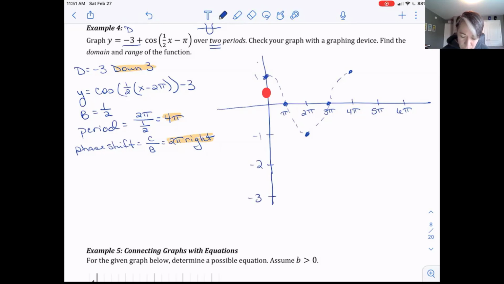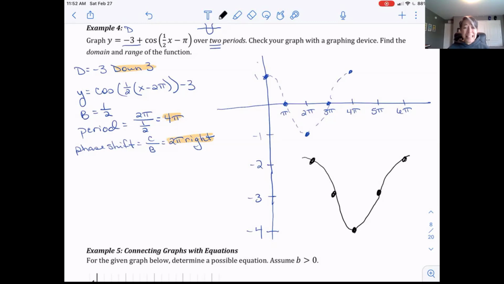So down 3, 1, 2, 3, and right 2 pi, 1, 2. Down 3, right 2. Extend this. Apparently I can't move 3 units. Down 3, right 2 pi, 3, right 2, and down 3, right 2. And we get this graph.